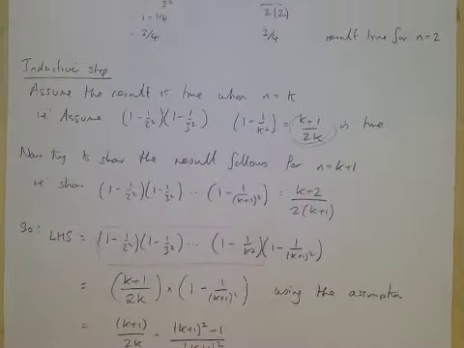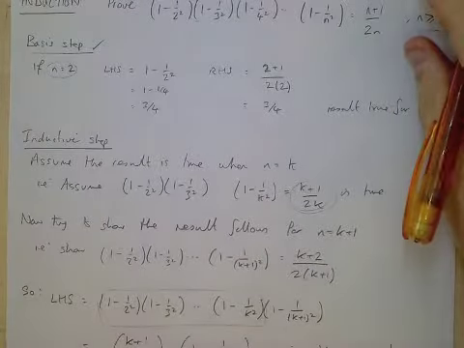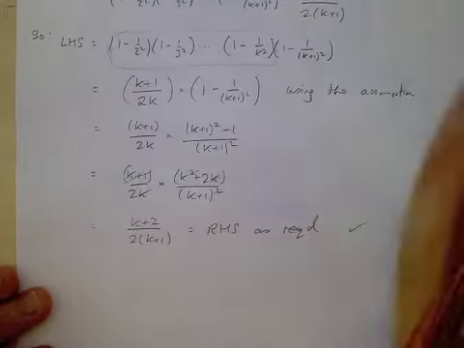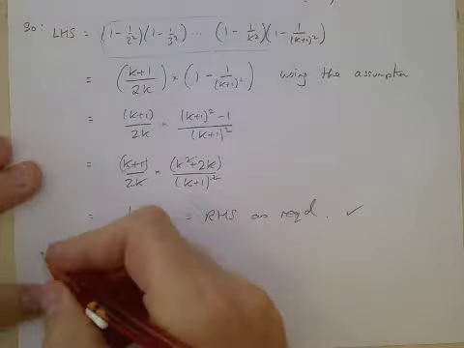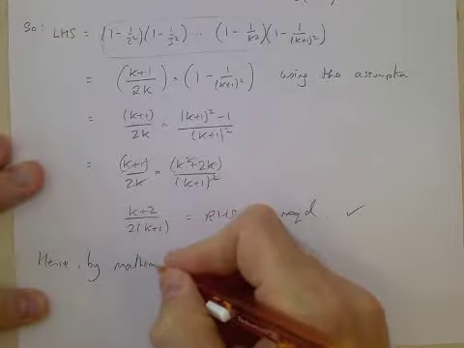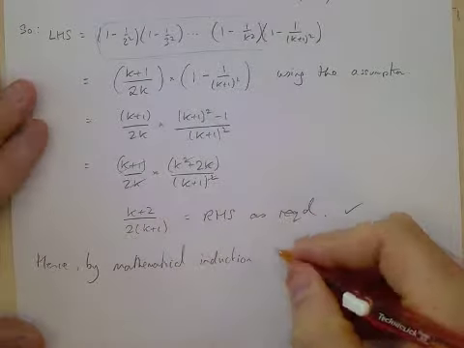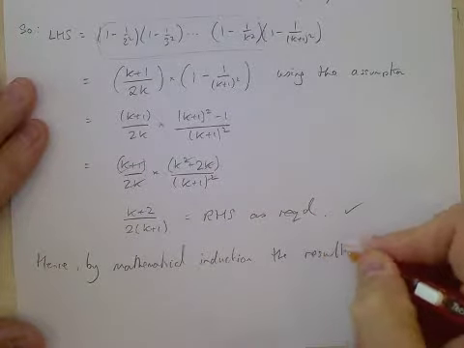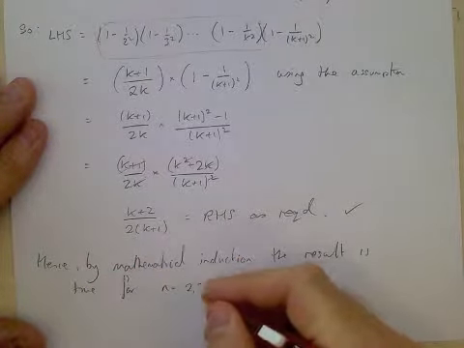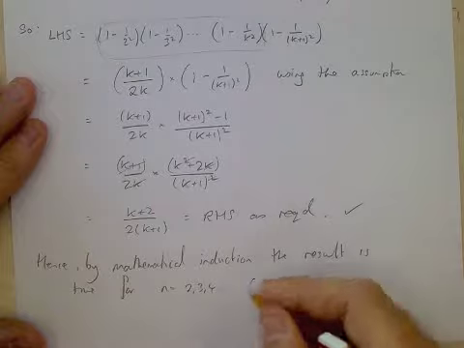But as we've talked about, both of these steps together are meaningless. I haven't finished my proof until I've claimed the principle of mathematical induction. So at the end, I still have to finish off by saying, hence, by mathematical induction, the result is true for n is equal to 2, 3, 4, n belonging to Z plus, n greater than or equal to 2.